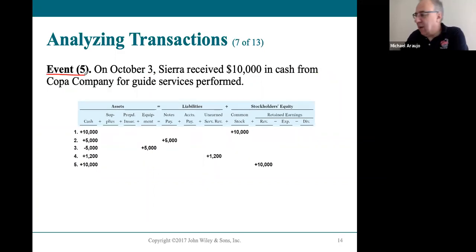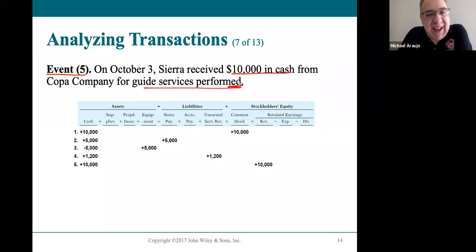Event number 5, now I'm moving on to page 96 in your book here, happened on the 3rd of October. It looks like Sierra Corporation received $10,000 cash from this company for guided services performed. I want you to notice that word. Performed means past tense. The work has been done. If you've already done the work, you've earned the revenue.